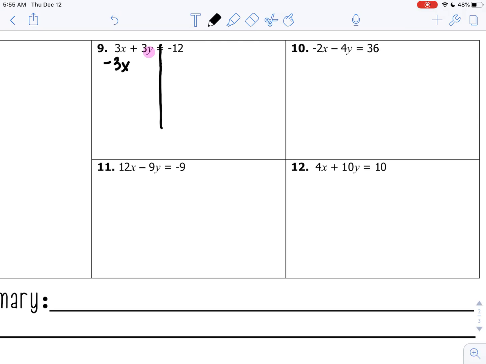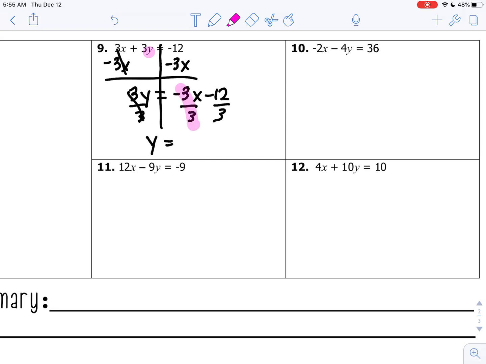So we're going to move the 3x over. And then we have 3y equals negative 3x minus 12. We put the x term first, and then divide by 3 to everything. So we have y equals, and then negative 3 divided by 3 is a negative 1, and negative 12 divided by 3 is negative 4. So my slope, my m, is negative 1, and my b, my y-intercept, is negative 4.